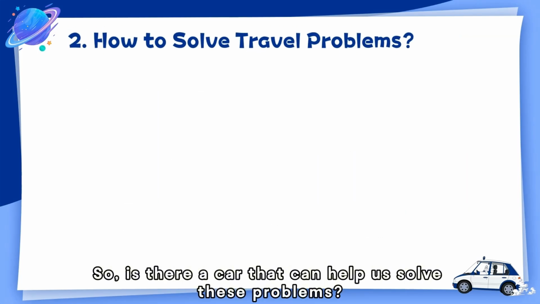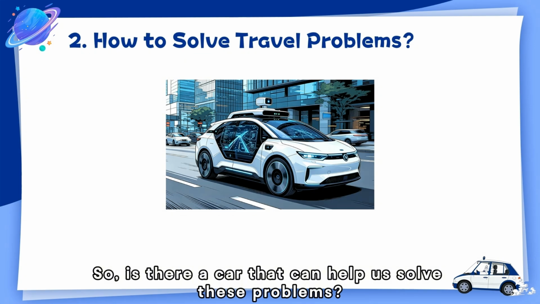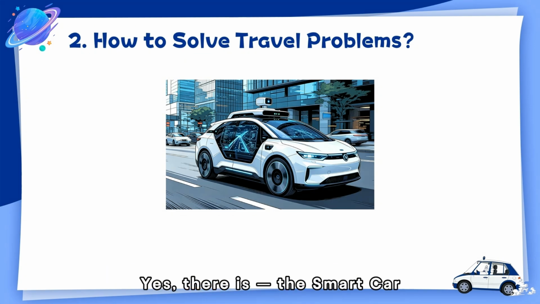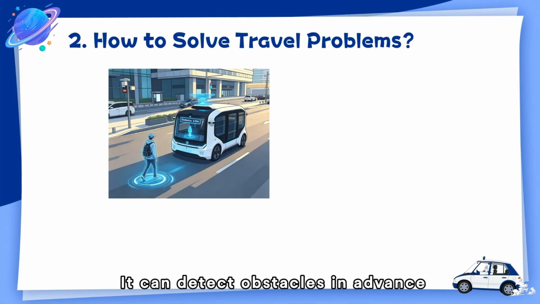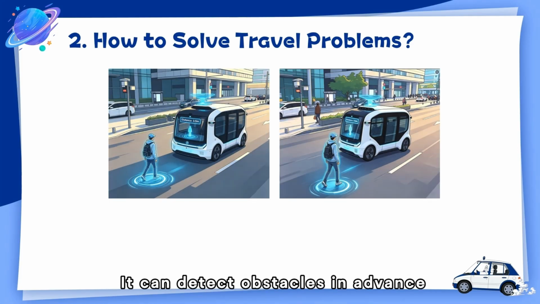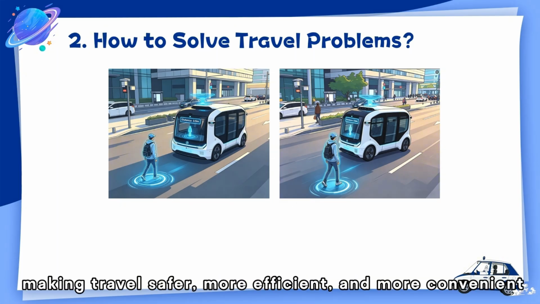So, is there a car that can help us solve these problems? Yes, there is. The smart car, the safety guardian of future mobility. It can detect obstacles in advance and avoid them automatically, making travel safer, more efficient, and more convenient.